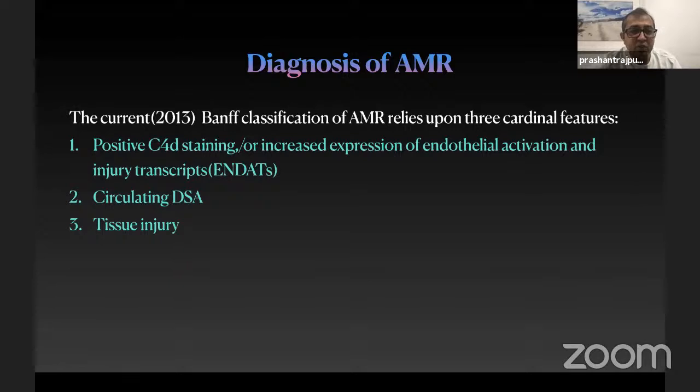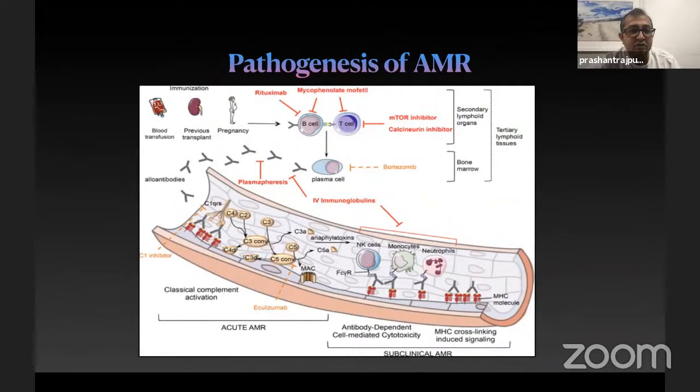As per the current 2013 Banff classification, the 3 cardinal features of AMR are a positive C4D staining or increased expression of endothelial activation injury transcripts, that is ENDATs. You need to have a circulating DSA, and you need to have evidence of tissue injury. If this patient was seen today, we would get the DSAs at record speed. Even before we do the biopsy, we collect the sample and send it for a single antigen bead assay for class 1 and class 2 antibodies, and we get the report within hours, and we can establish the diagnosis of AMR.